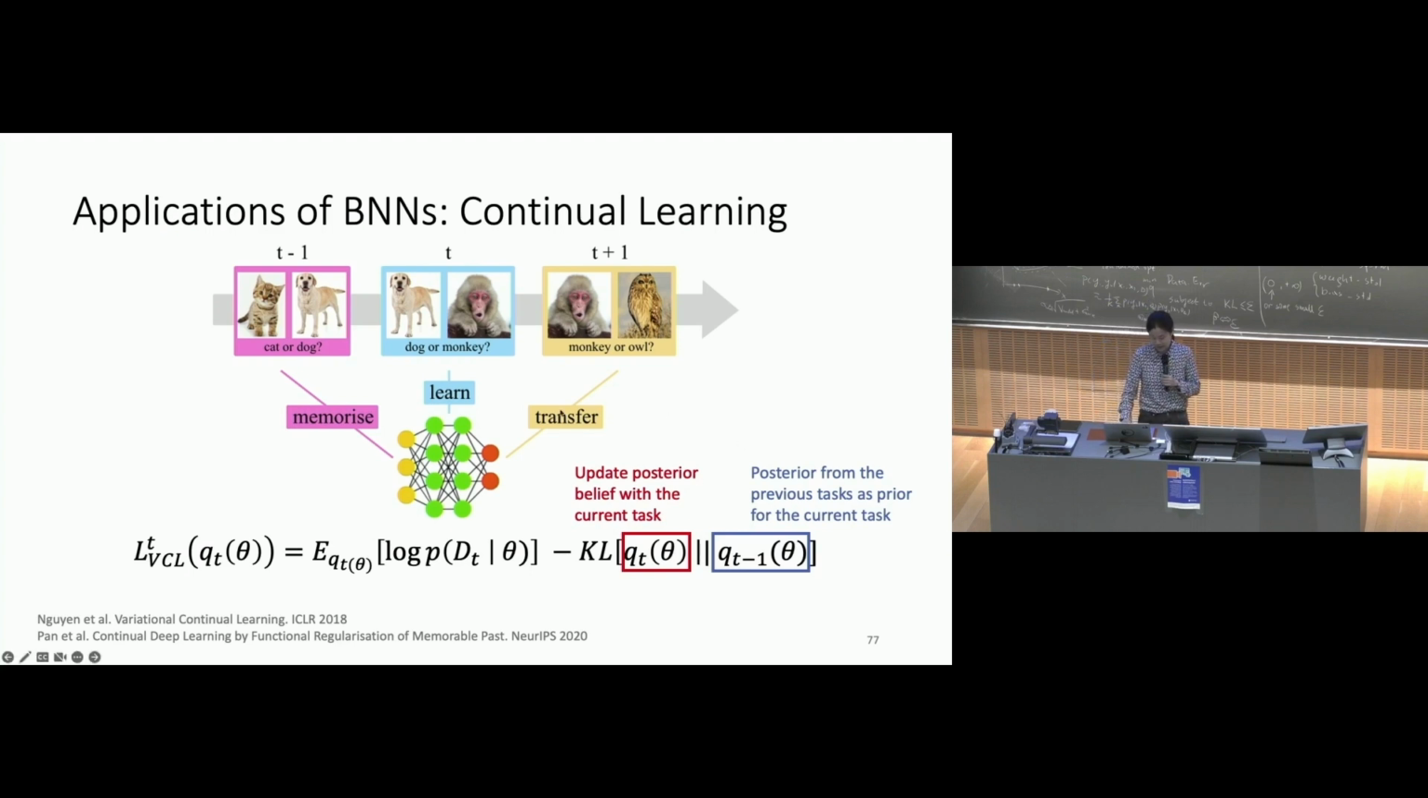So starting from this work, Variational Continual Learning, there is quite a lot of work trying to investigate this, approximate Bayesian inference in the context of continual learning. So there are quite a lot of interesting work there.